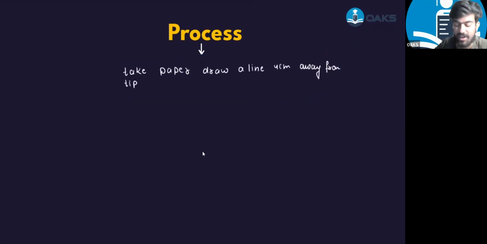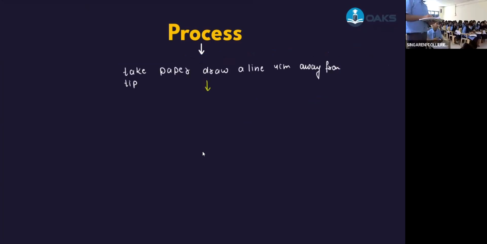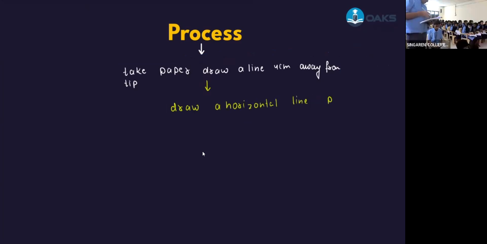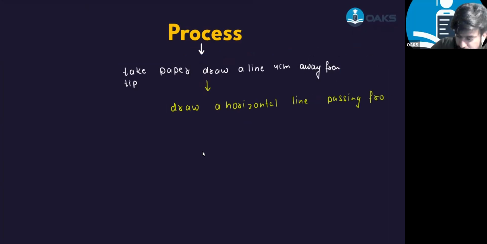Okay. Next, what do we have to do? We have to make a horizontal line as well, right? Sir, yes. Draw a horizontal line passing through the vertical line. Okay, sir.